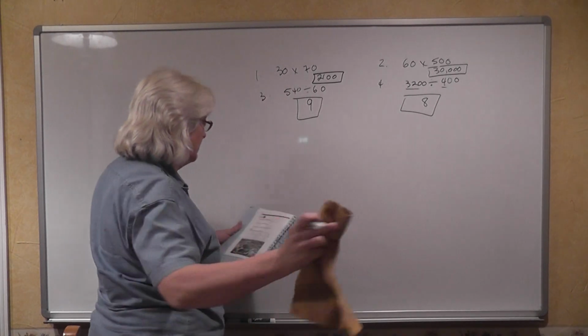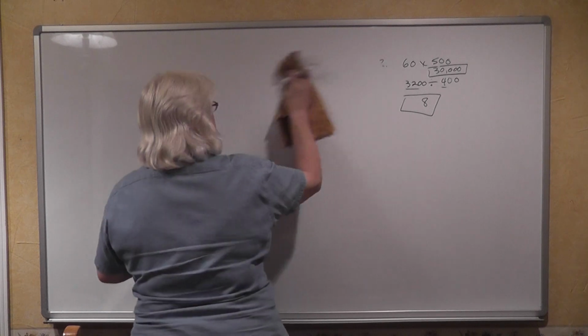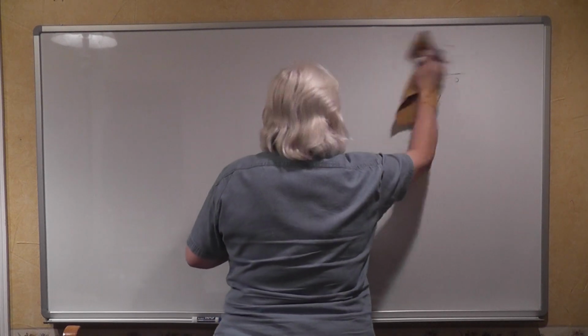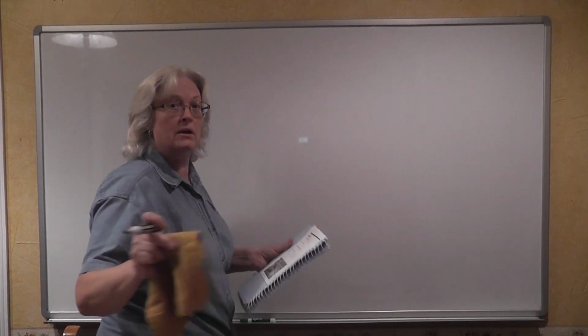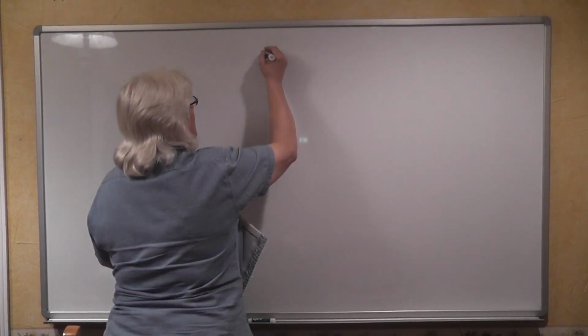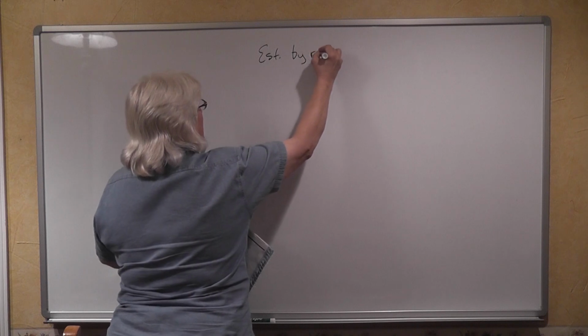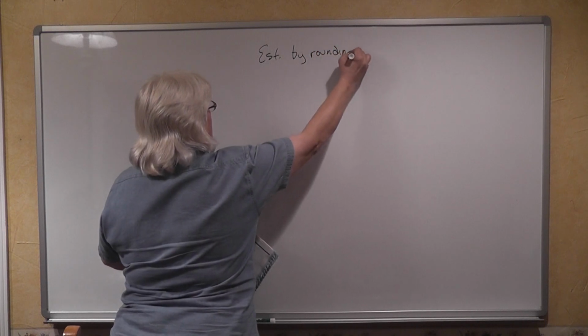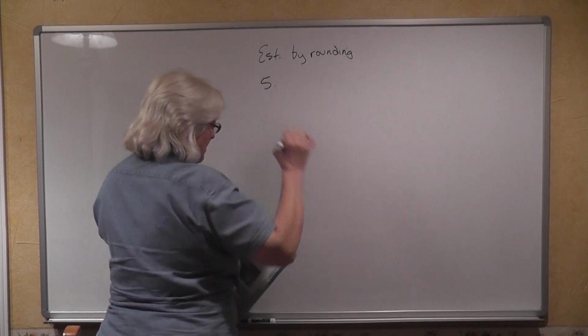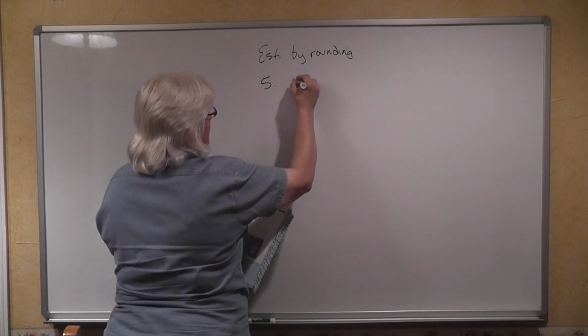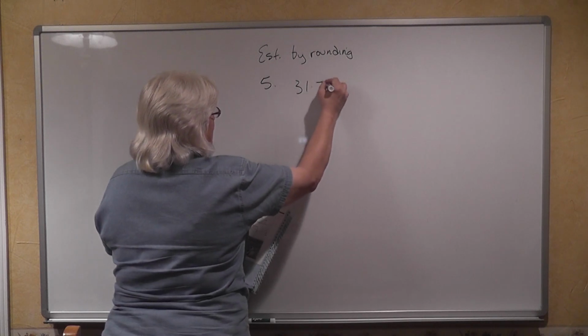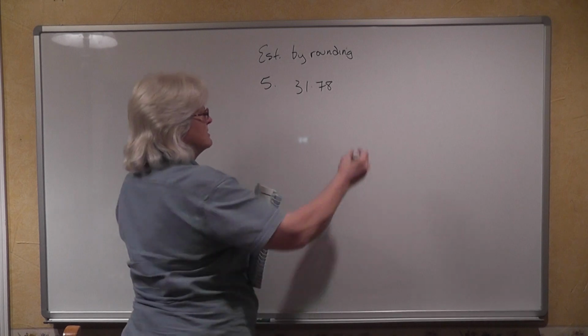Now, however, with problems 5, 6, 7, and 8, here this says estimate the value of the variable by rounding. Estimate by rounding. And we have problem number 5. 31 times 78 is equal to x.